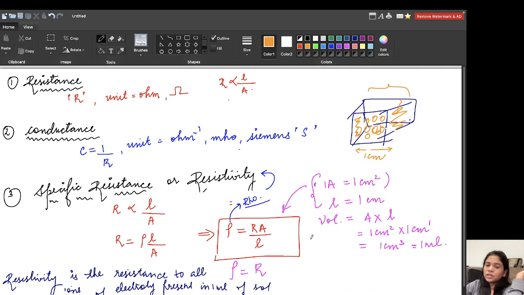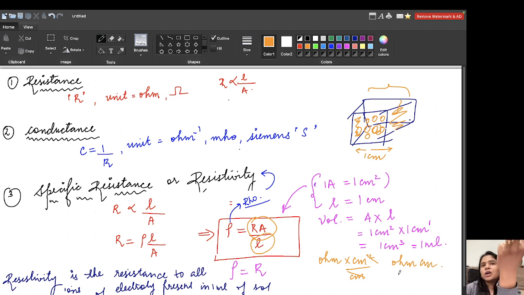And what will be its unit? Rho is equal to RA by L. What is the unit of R? R is ohm, right? So ohm into centimeter square by centimeter. Just substitute the units of all these things. What will you get? Centimeter gets cancelled, so your unit will be ohm centimeter.